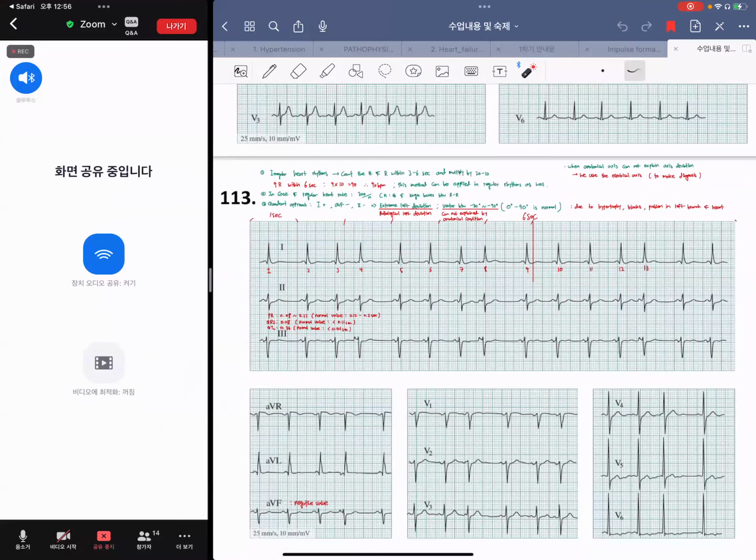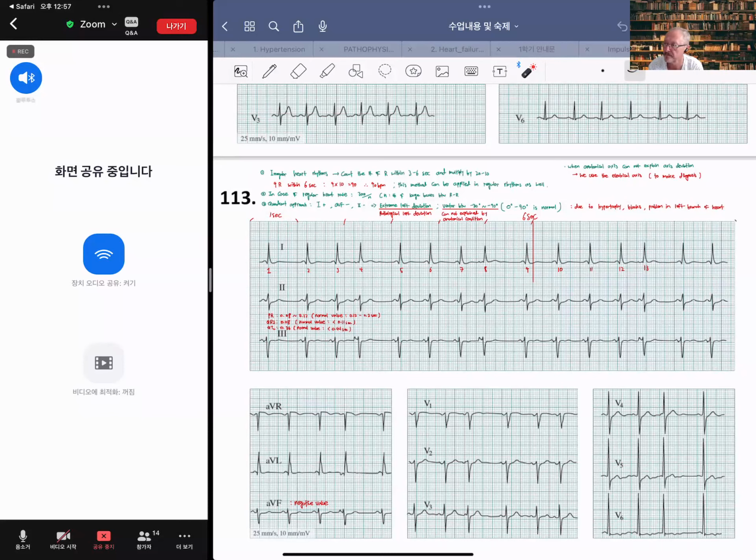So, first of all, it shows irregular RR intervals, so it shows an irregular heart rhythm. I count the number of R waves within 6 seconds, where each large square shows 1 second. Within 6 seconds, there are 9 R waves. So we multiply 9 by 10. So the heart rate is 90 BPM.